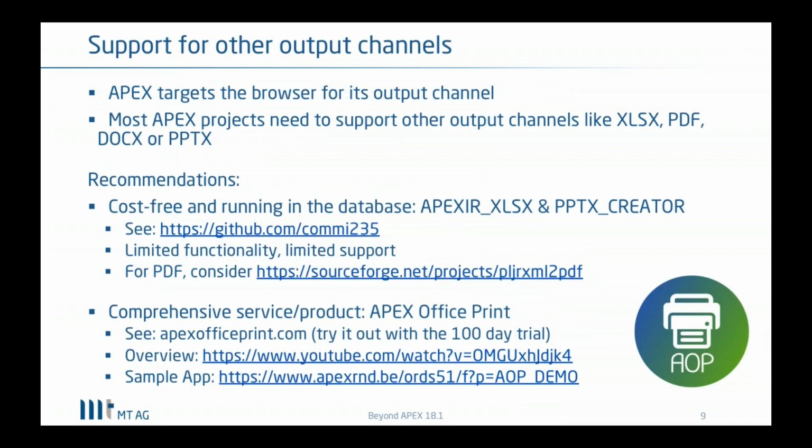So next, support for other output channels. As we're all aware of, Apex targets mainly the web as its output channel. So you're working in a browser, but most of the projects we do, we get a requirement where some data has to be exported in a different format. So maybe that is a PDF, maybe that's XLSX, DocX, or PPTX. So how to address these things? So I have some recommendations in that area.